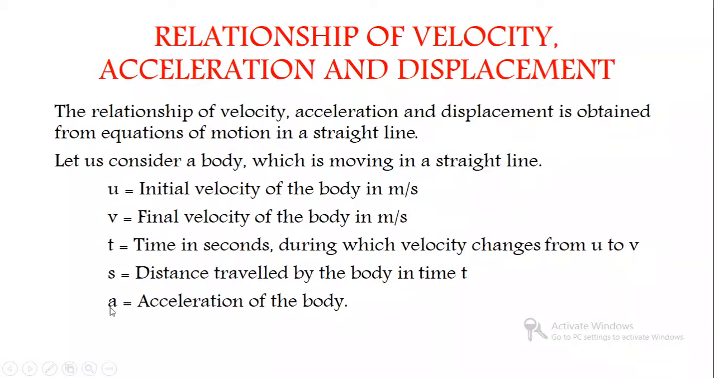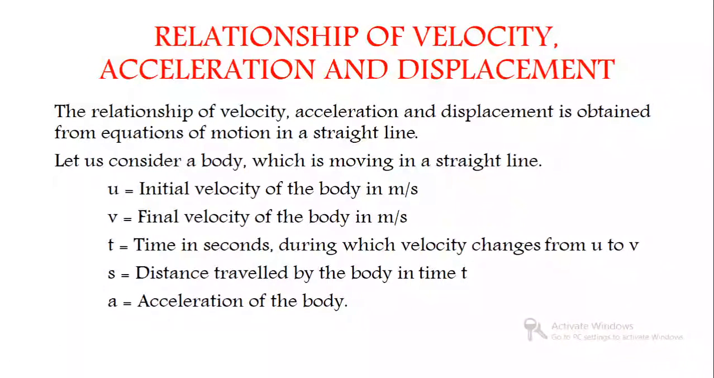Let's see some notations, some variables. Small u equals the initial velocity of the body in meter per second. Velocity unit is meter per second. v equals the final velocity of the body in meter per second. t equals the time in seconds during which the velocity changes from u to v, I mean the velocity changing from initial velocity to final velocity. Small s equals the distance traveled by the body with respect to time, and a equals the acceleration of the body.